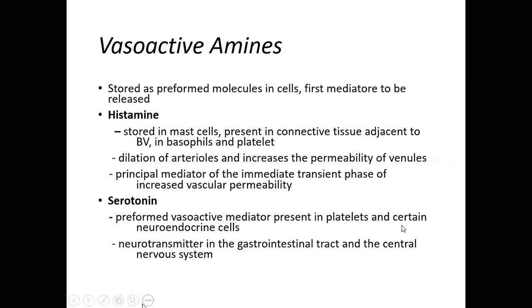And then the products of complement called the anaphylatoxins, or the C3a and C5a. And then serotonin, or 5-hydroxytryptamine. This is also a preformed vasoactive mediator present in platelets and certain neuroendocrine cells, and its primary function is as a neurotransmitter in the GIT and the central nervous system. It is also a vasoconstrictor, but the importance of this action in inflammation is unclear.